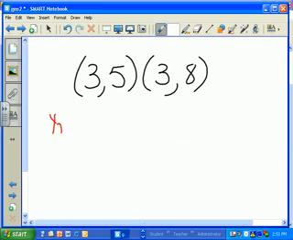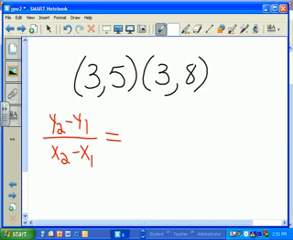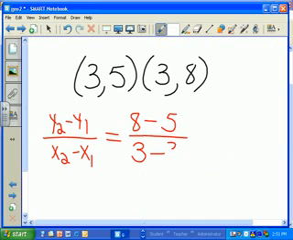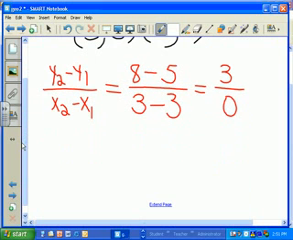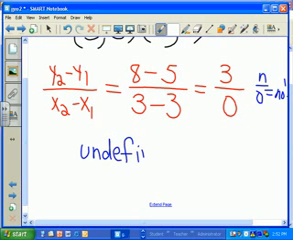Okay, formula once again, y2 minus y1 over x2 minus x1. So the second y was 8, the first y was 5, the second x was 3, the first x was 3. So what do we have now? 3 over 0. Is it okay to have 0 in the denominator of a fraction? No. I always say that number over 0 spells no. You can't have that. So that would mean it has an undefined slope.